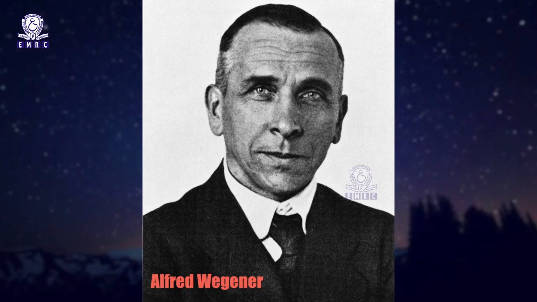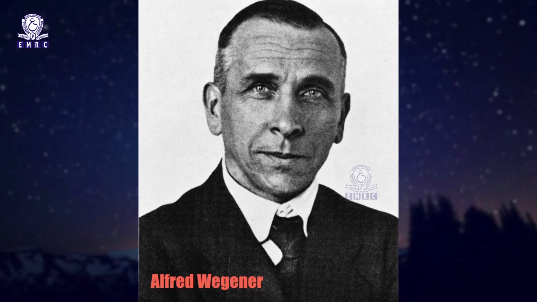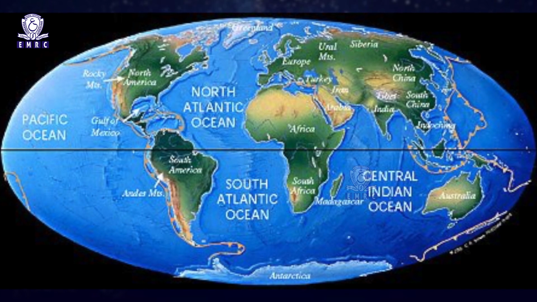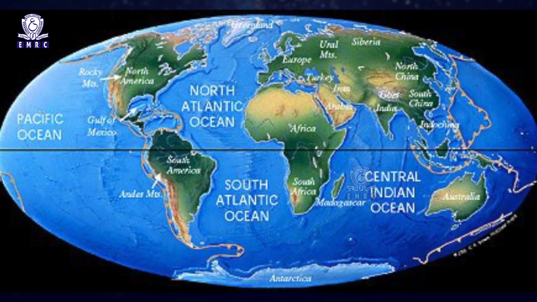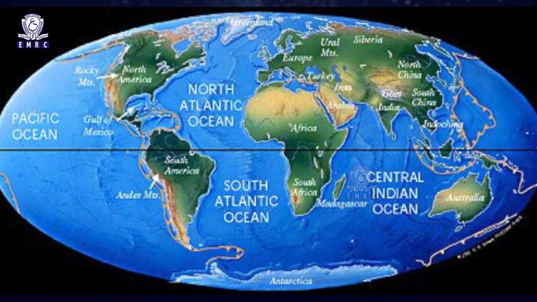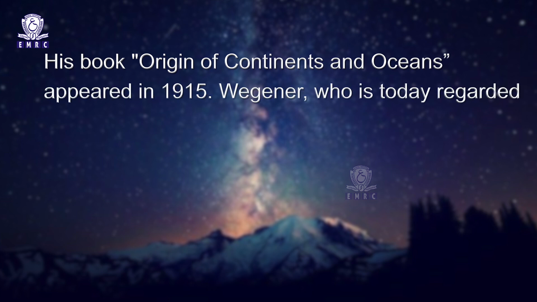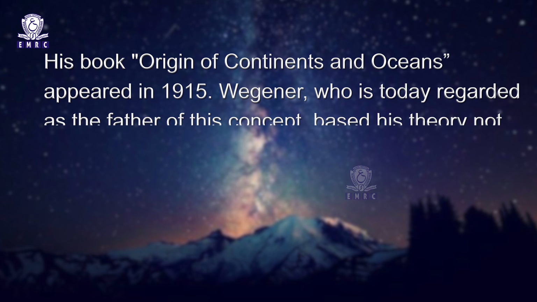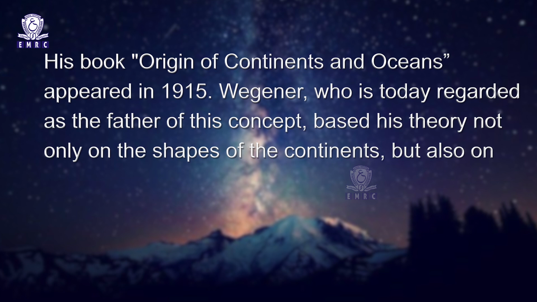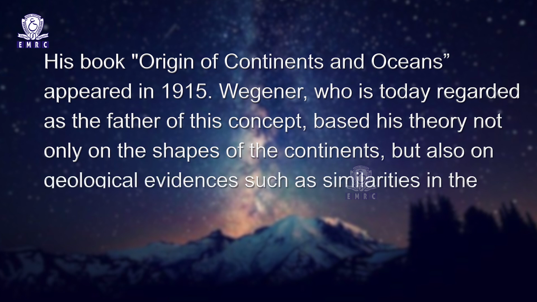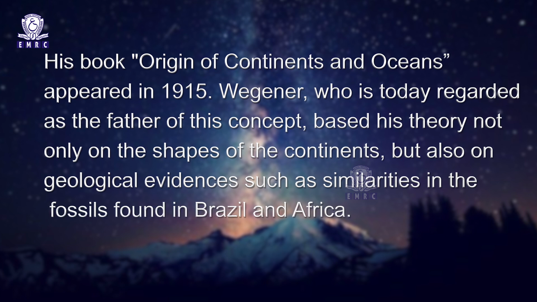Alfred Wegener, a German meteorologist and a geophysicist, publicly presented in a lecture his idea that the earth's landmasses or the continents migrate. His book, Origin of Continents and Oceans, appeared in 1915. Wegener, who is today regarded as the father of the concept, based his theory not only on the shapes of the continents but also on geological evidences such as similarities in the fossils found in Brazil and Africa.